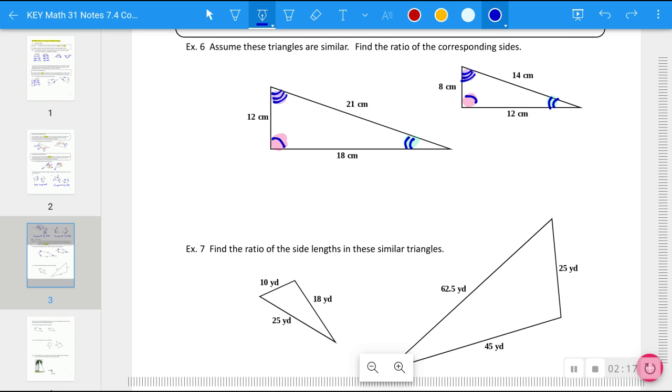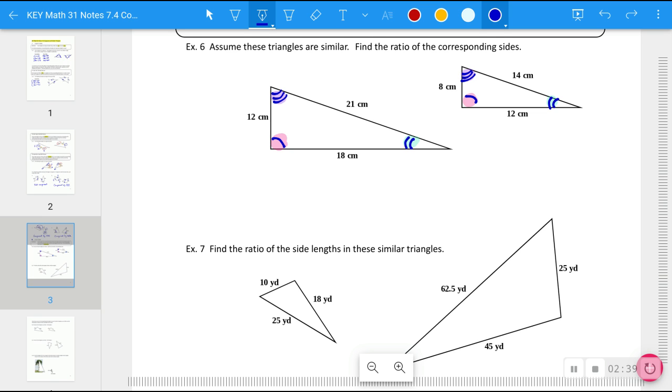Now the sides obviously aren't equal. For instance, if I put a congruent mark there, that would be a lie. 12 centimeters and 8 centimeters are not the same length. What you have in the case of the side lengths on a similar triangle is that the sides are proportional to each other. So they have the same ratio.